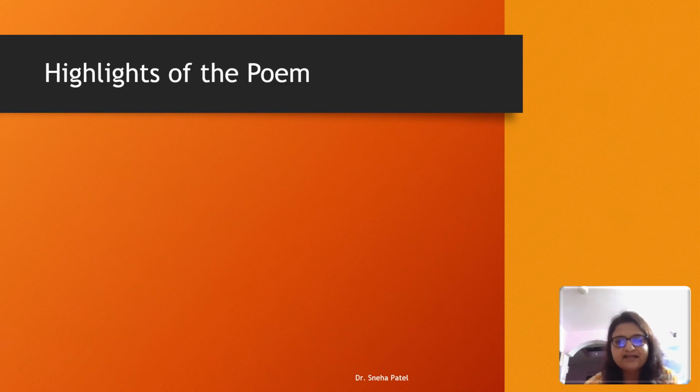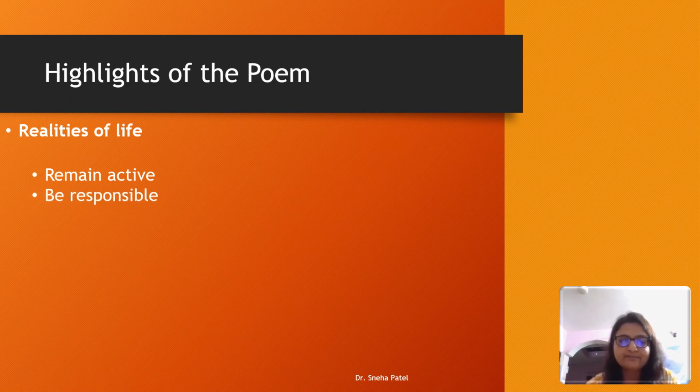In this poem, certain realities of life are highlighted, which are: remain active, do not be lazy or idle, be responsible, take the responsibility nicely, fulfill your duties, whatever work you are allotted, do it sincerely, take care of the family. They are the backbone of our life.